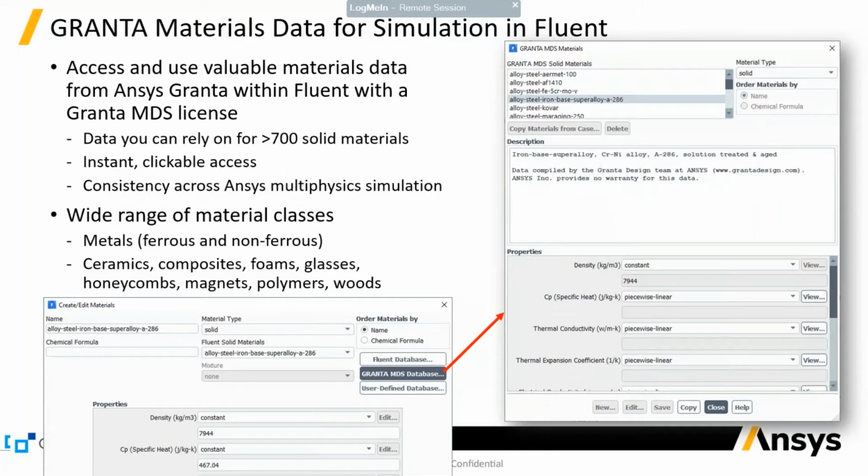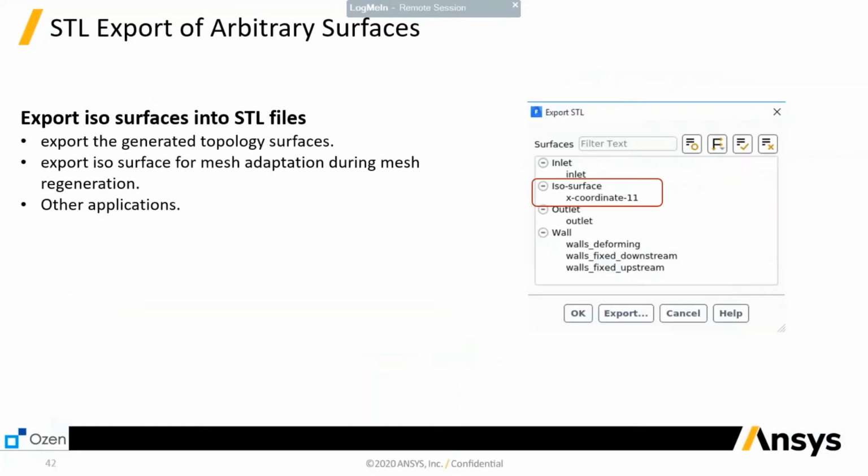The other thing is that Granta, which has almost 700 plus solid materials, is now accessible through FLUENT. And the last but not the least is that the STL format can be exported from the results. Let's say you have ISO surfaces which have a very complicated shape, and you can export them as an STL format and use it in Mechanical or any other tool that you're interested in.